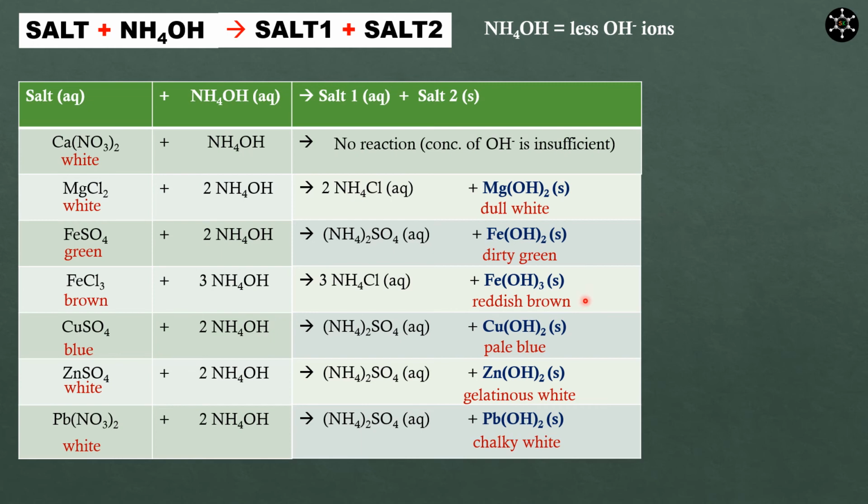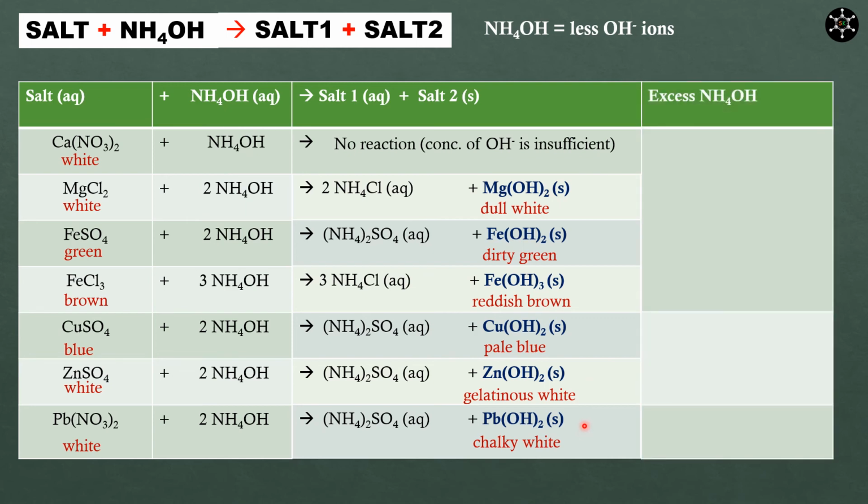Ferric chloride gives us reddish brown ferric hydroxide precipitate. Copper sulfate gives us pale blue copper hydroxide precipitate. Zinc sulfate gives us gelatinous white precipitate of zinc hydroxide. Lead nitrate gives us chalky white precipitate of lead hydroxide. With excess of ammonium hydroxide, magnesium hydroxide, ferrous hydroxide, ferric hydroxide, and lead hydroxide remain insoluble. Copper hydroxide and zinc hydroxide are soluble with excess of ammonium hydroxide.